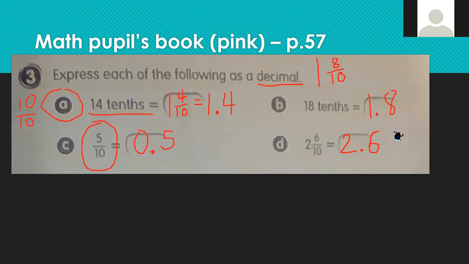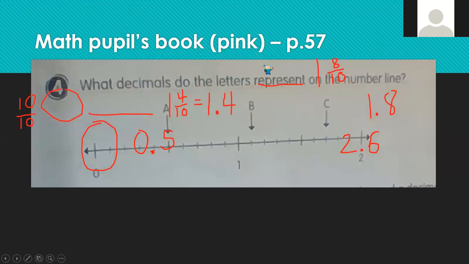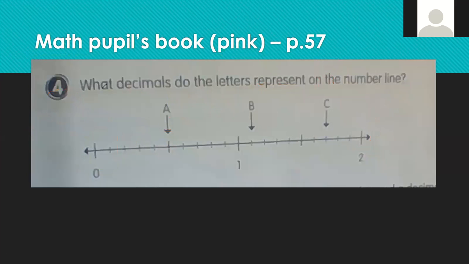All right, let's keep going, kids. We only have like 2 more minutes. All right, next it says, what decimals do the letters represent on the number line here? Okay, so once again, we've got 10 parts here. We're just working in tenths. So 10 parts? We are in tenths.